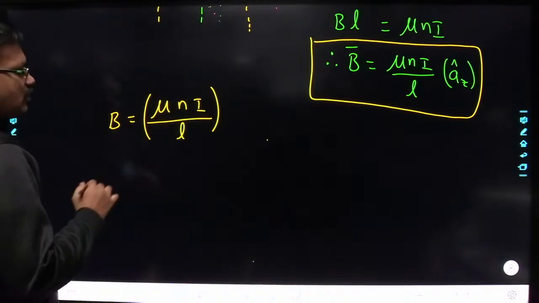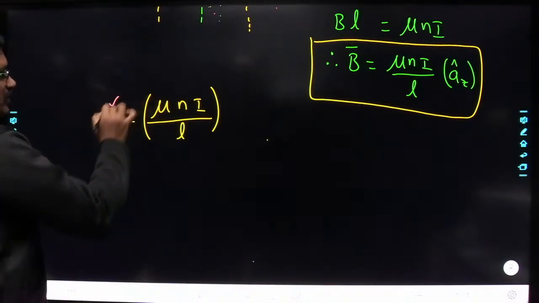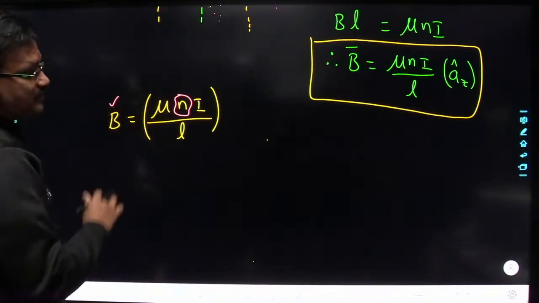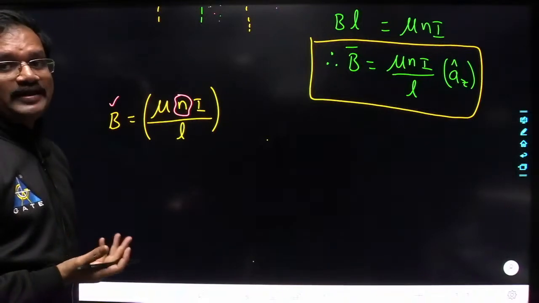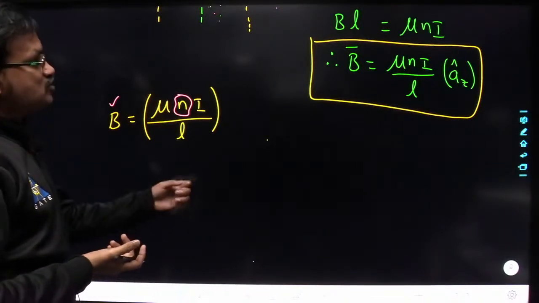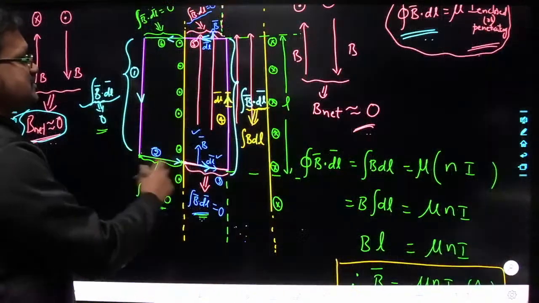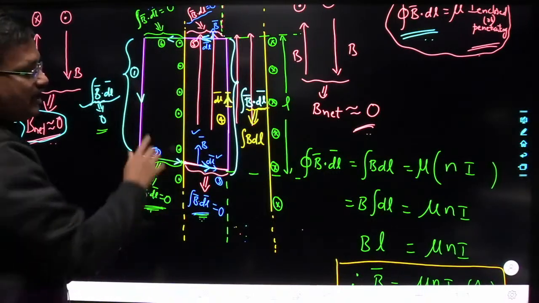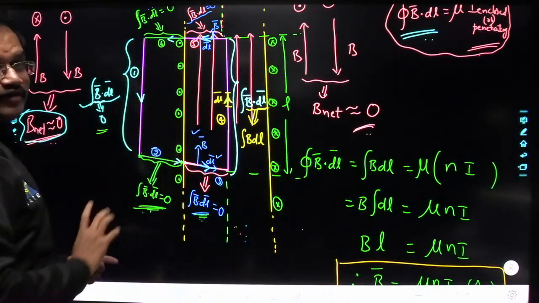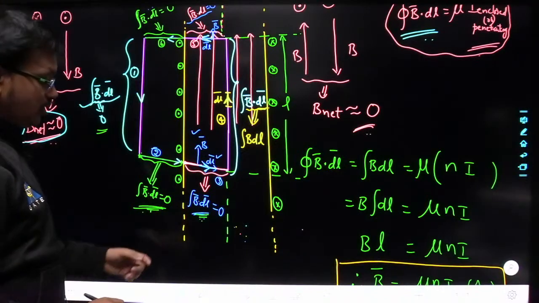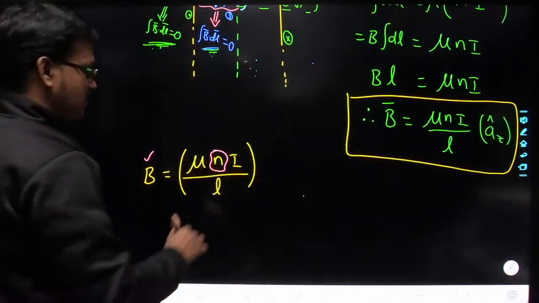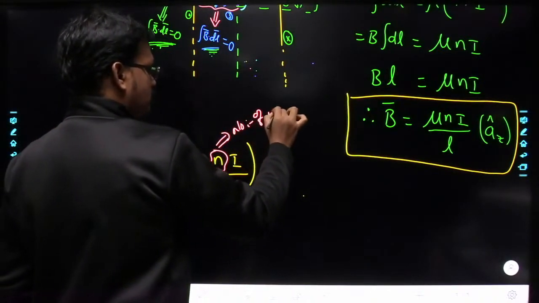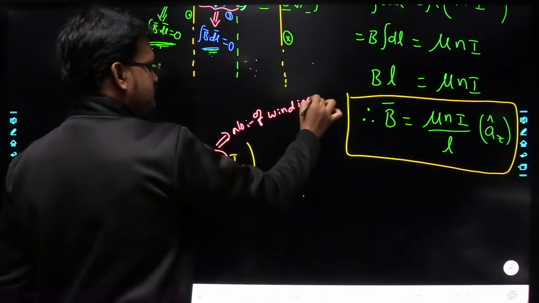Now if I ask you a question, generally students will say B field is proportional to n. So what does n represent here? N is the number of windings. We have assumed that this loop is enclosing n current elements, which means it is enclosing n windings of the solenoid. Understood? So n represents the number of windings.